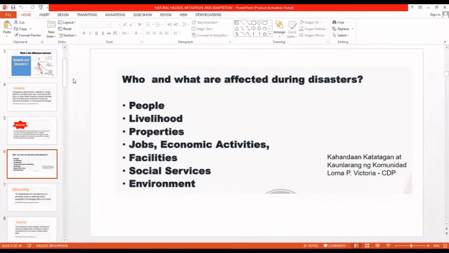Next, we have the jobs and economic activities. When there is a disaster, you literally can't go to work, right? You won't prioritize going to work. Basically, as a human being, the first thing we do is save ourselves and our family. Next, we have the facilities and the social services.